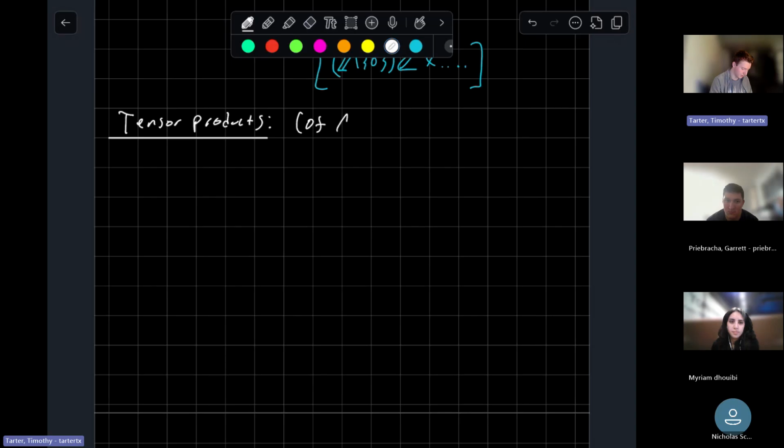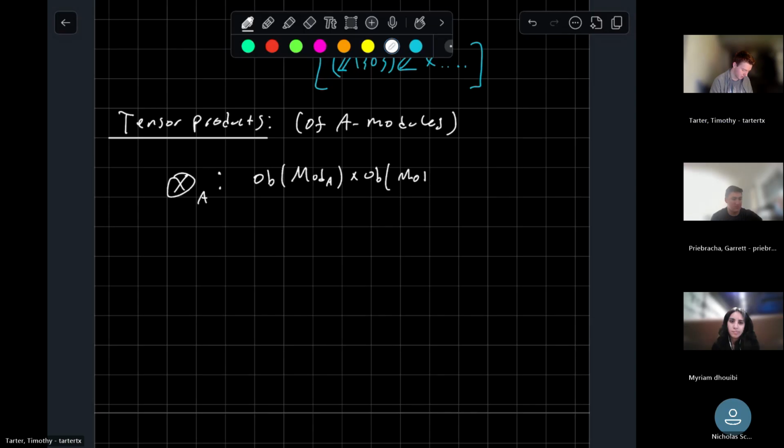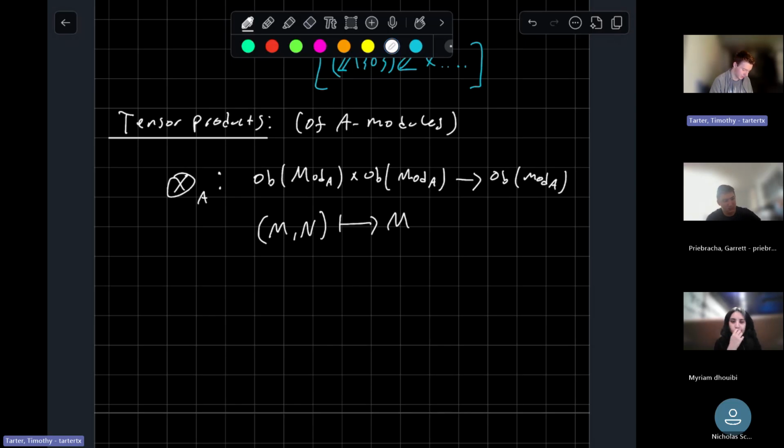So, tensor products of A modules. The way he defines it, the tensor product of A modules is a map from pairs of objects of the category of A modules to objects of the category of A modules, where two A modules M and N get sent to M tensor product N.